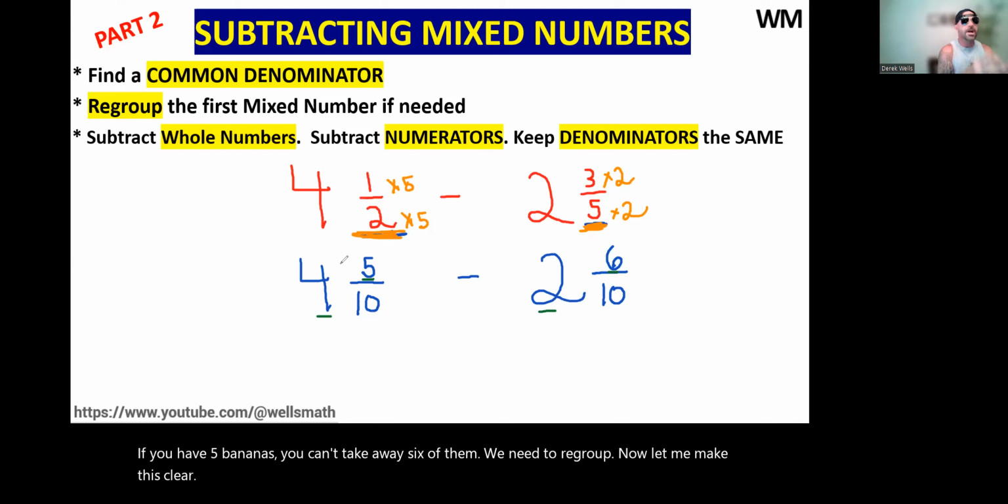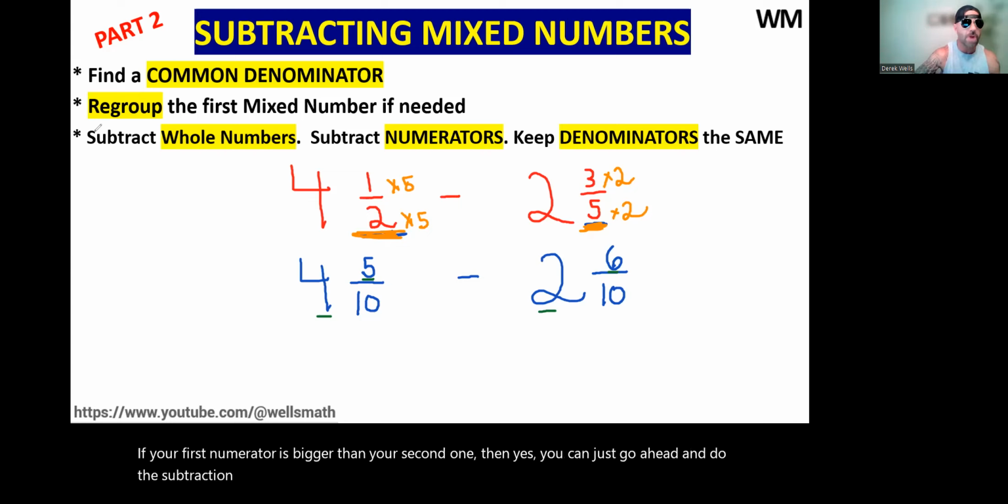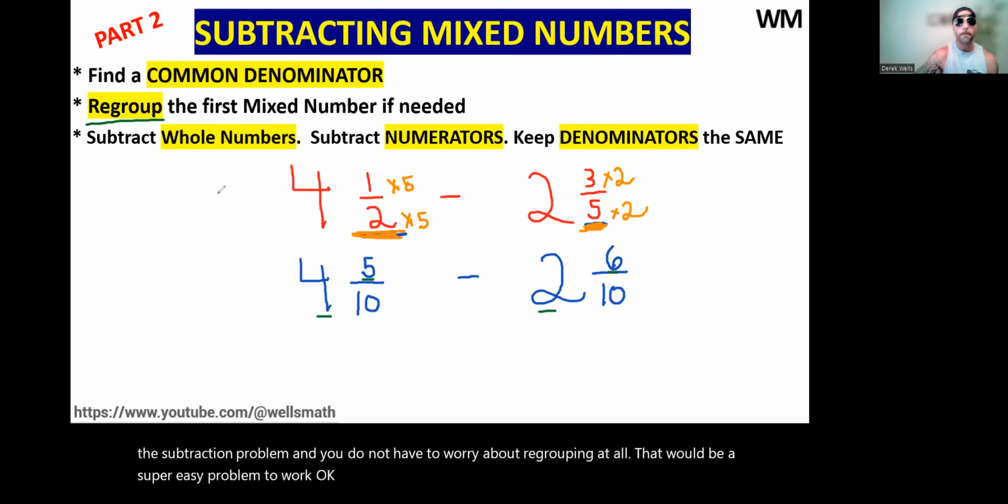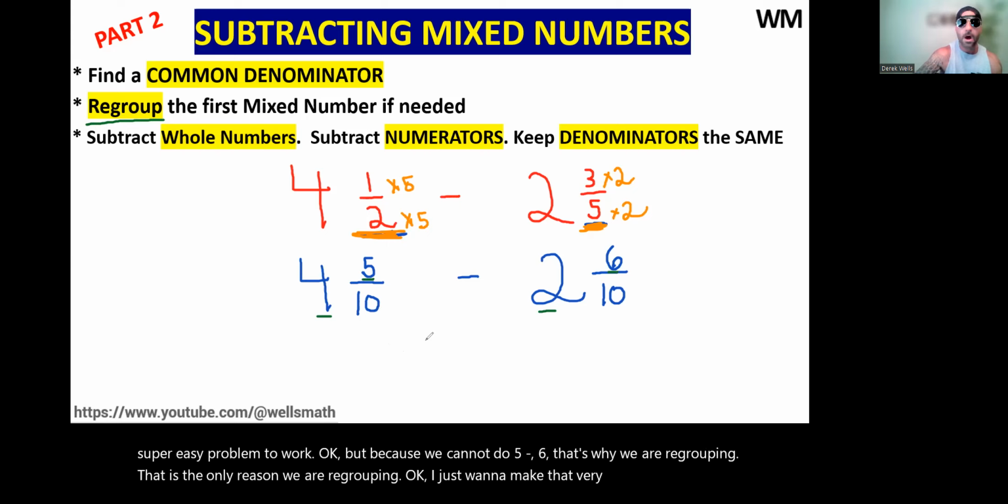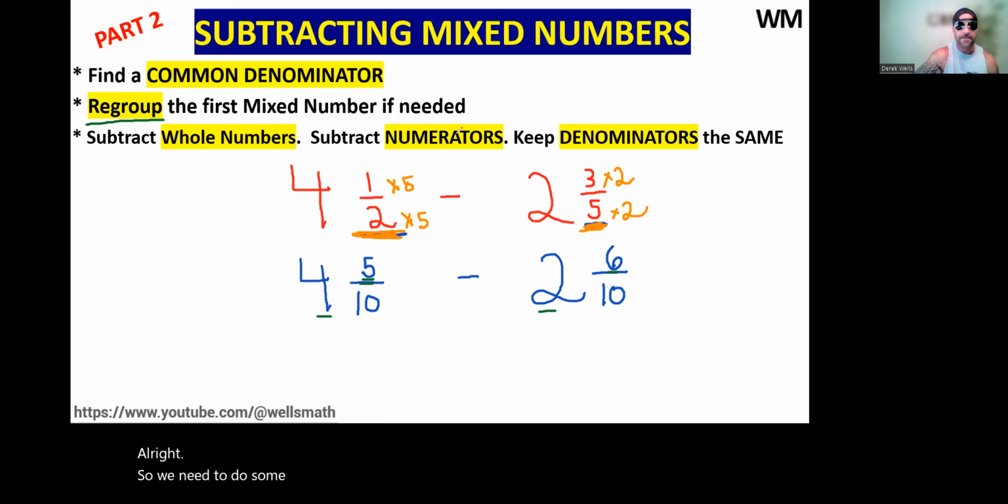Now, let me make this clear. If your first numerator is bigger than your second one, then yes, you can just go ahead and do the subtraction problem, and you do not have to worry about regrouping at all. That would be a super easy problem to work, okay? But because we cannot do 5 minus 6, that's why we are regrouping. That is the only reason we are regrouping, okay? I just want to make that very clear. All right, so we need to do some regrouping because 5 is smaller than 6.